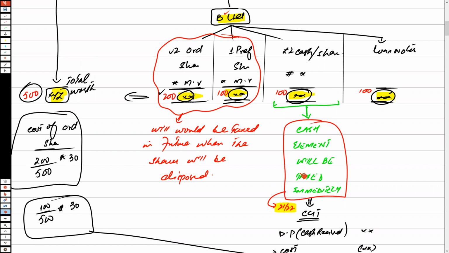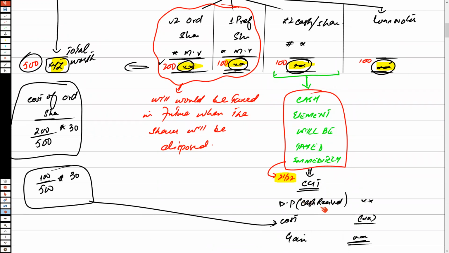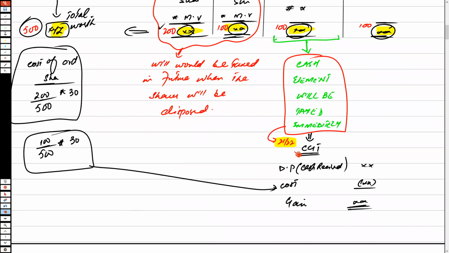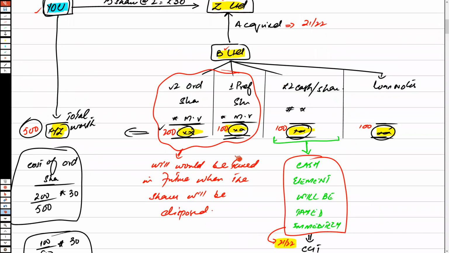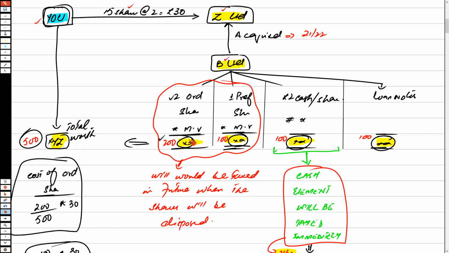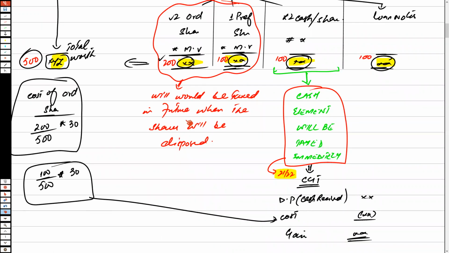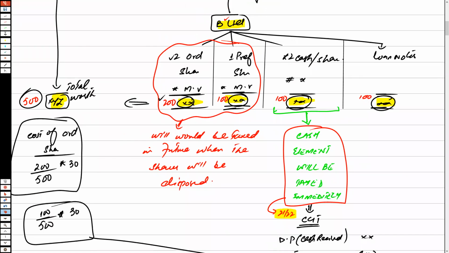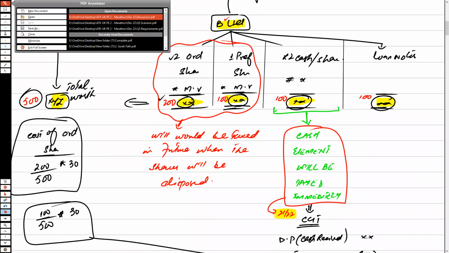But if you delay the disposal of these shares, it means the cash element gains will be covered by the annual exemption of 21, 22, and the next year disposal and the gains will be covered from the next year annual exemption 12,300. Okay, now let me show you the relevant requirements.